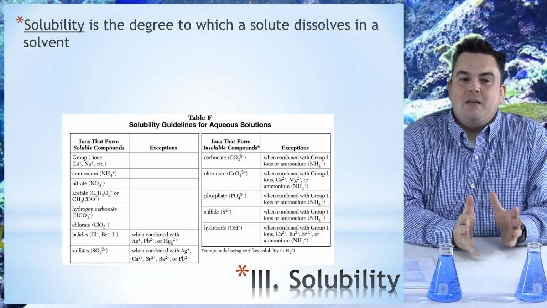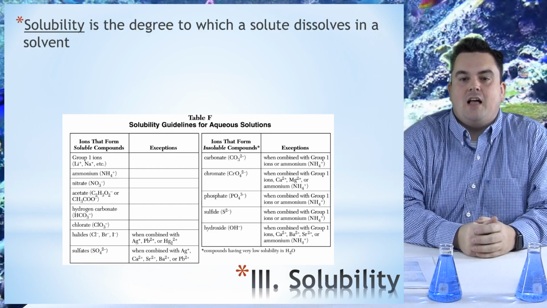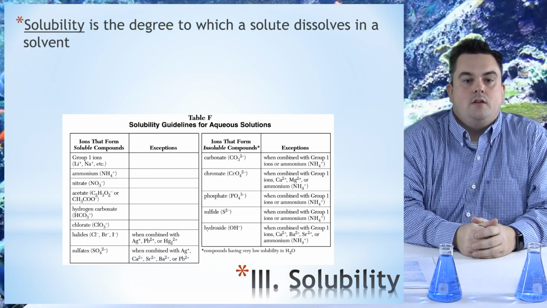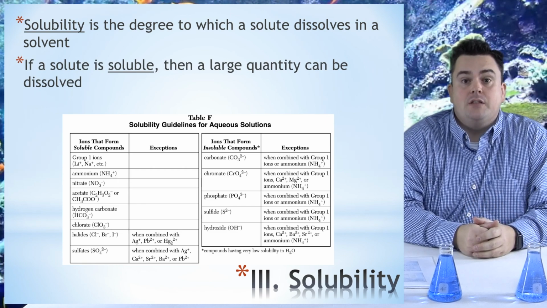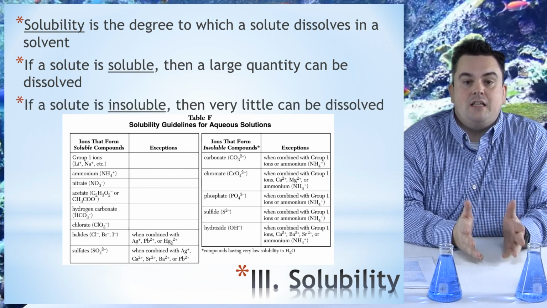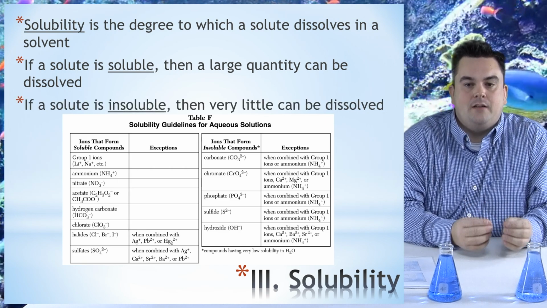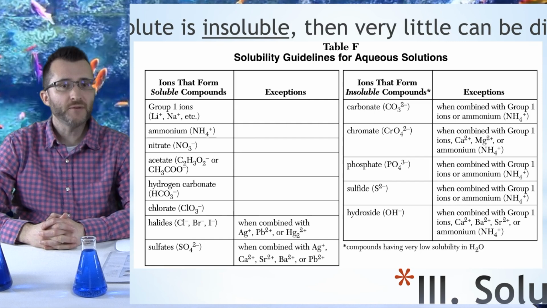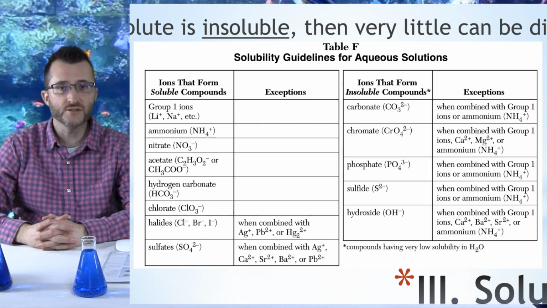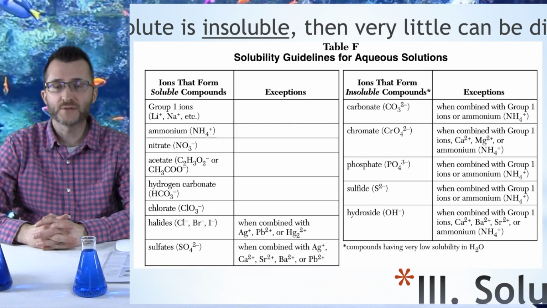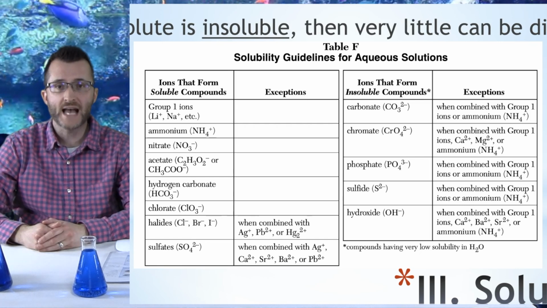Solubility. Solubility is the degree to which a solute dissolves in a solvent. If a solute is soluble, then a large quantity can be dissolved. If a solute is insoluble, then very little can be dissolved. Table F, solubility guidelines for aqueous solutions, should look familiar to you. We've used it before when we were predicting products of double replacement reactions.